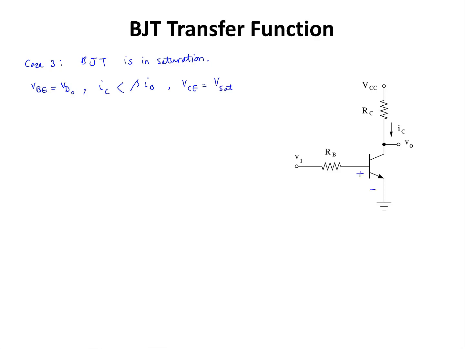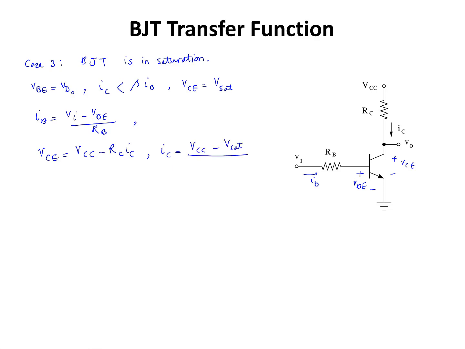I can calculate I base from the base emitter KVL, and for the collector emitter voltage, I can replace it in the collector emitter KVL. So I base is equal to VI minus VBE divided by R base, and I have VCE equals VCC minus RC times IC. From here I have IC equals VCC minus VSAT, V saturation, divided by RC.